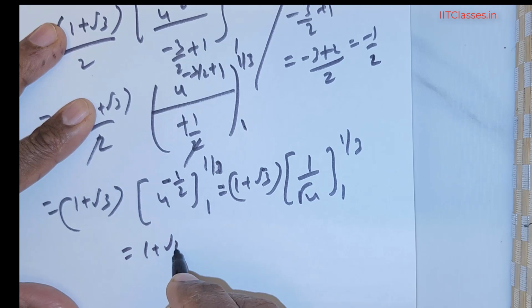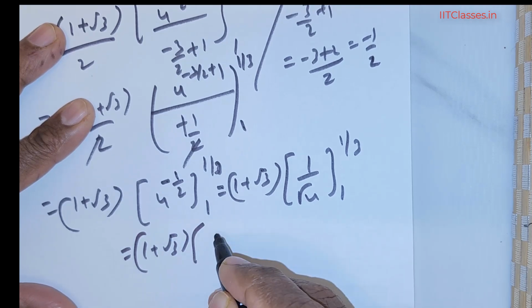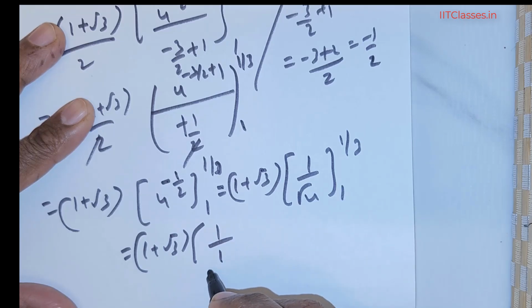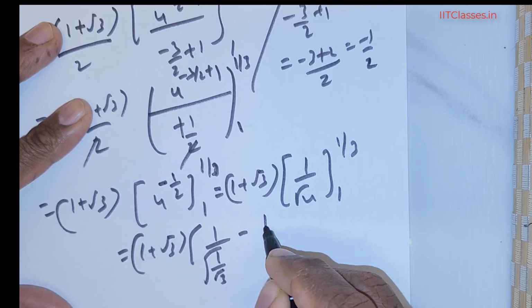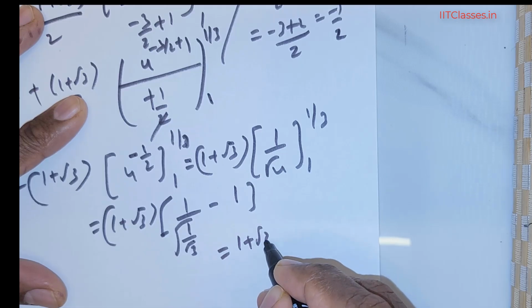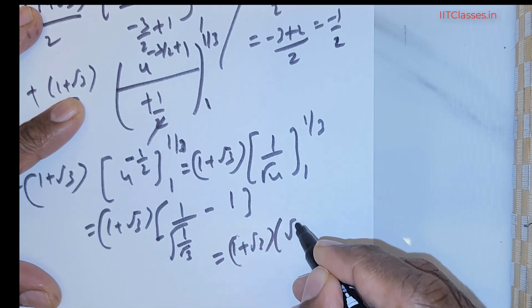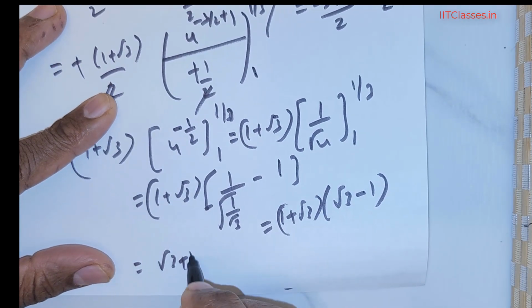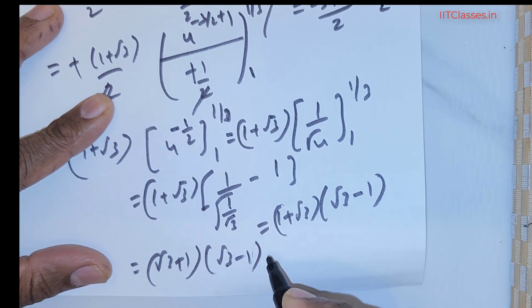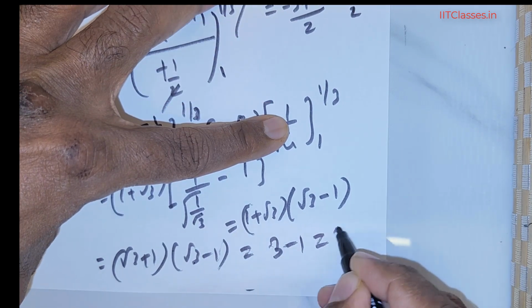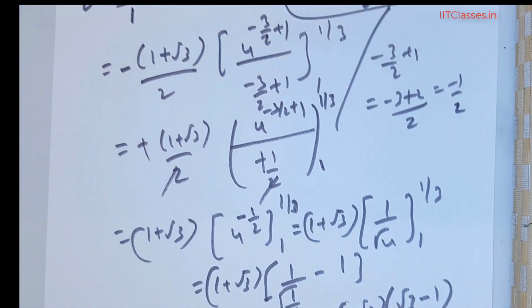So it's going to be 1 positive root of 3, with the limits applied. The first limit is 1 over root of 1 over 3, minus 1. Right, so you can flip this, and you get 1 positive root 3. So you're getting root 3 negative 1. So if you rewrite this as (root 3 positive 1) multiplied with (root 3 negative 1), you multiply these things, you get 3 negative 1, which is equal to 2. So 2 is the solution.